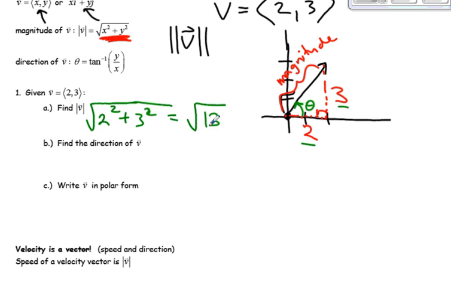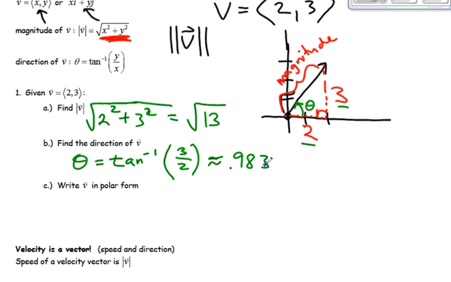To find the direction of our vector, we say that theta is equal to the inverse tangent of our y component of 3 over our x component of 2. And if you were to put that in the calculator, make sure you're in radian mode, that would give you approximately 0.983.